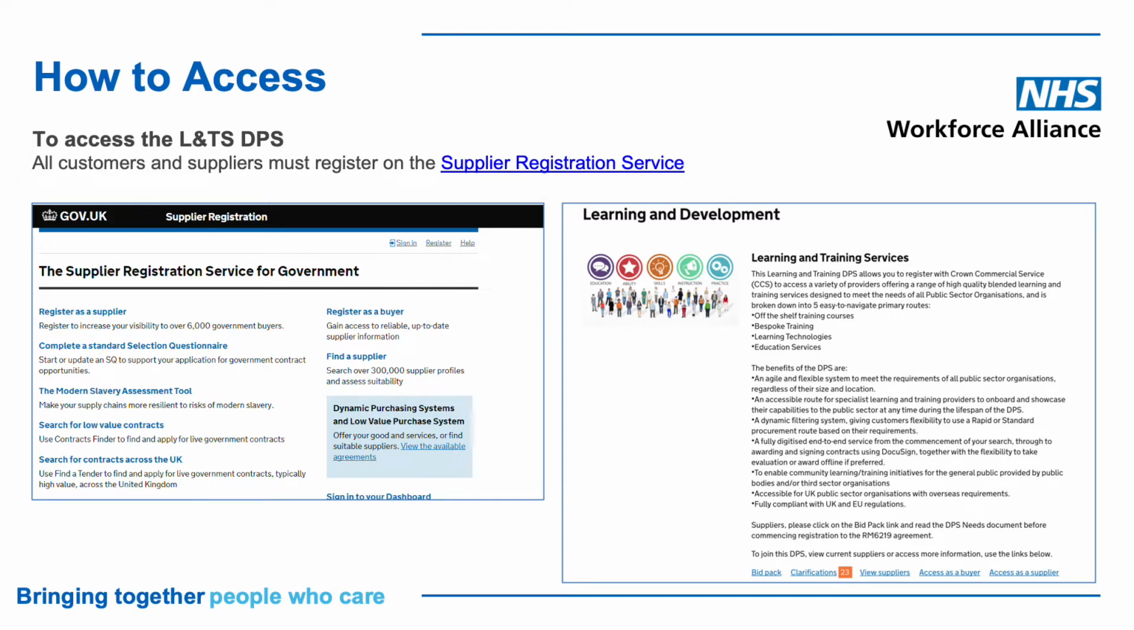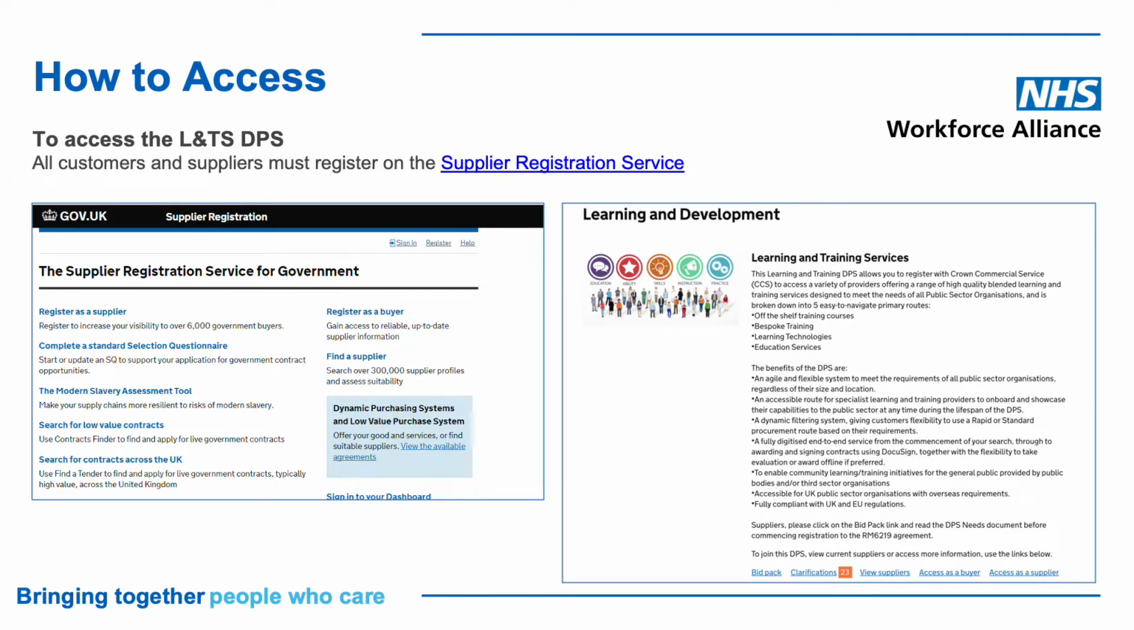The next screenshot is the actual homepage of the Learning and Training Services DPS, and in here you can access the bid pack. For a supplier, this is where you would direct them, but also you can look as a customer to see what was in the bid pack. There's obviously the clarifications, questions that are asked as part of the DPS launch. You can view the appointed suppliers within the DPS. So at any one time, you can go in and see how many suppliers were appointed.